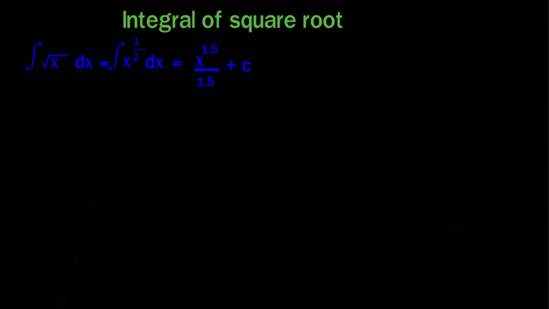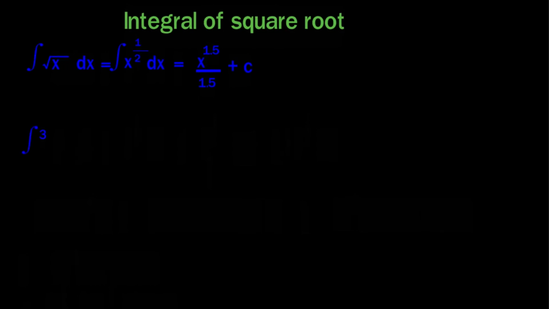So let's try another example. We have the cube root of x to the power of 5. The first thing we do is convert it to x to the power of 5 over 3 dx. So adding 1 becomes 8 over 3, so x to the power of 8 over 3, over 8 over 3, plus c. We know that dividing by 8 over 3 is equal to multiplying by 3 over 8, so we get 3 over 8 times x to the power of 8 over 3 plus c.